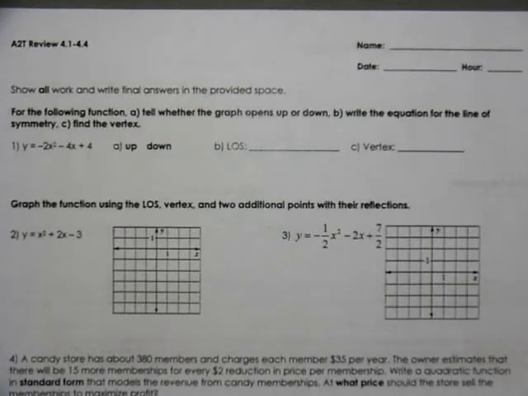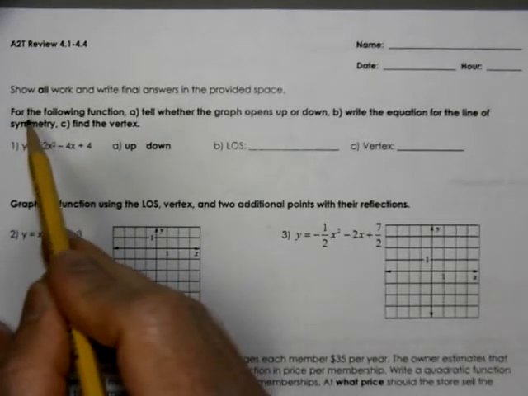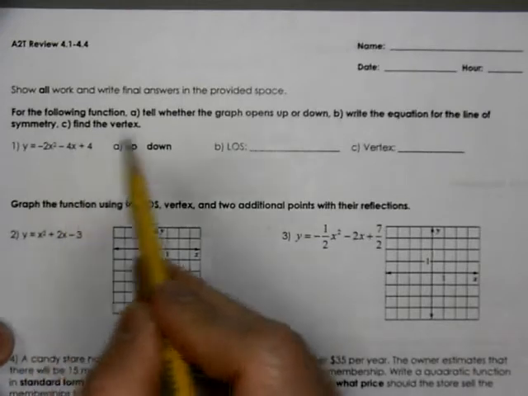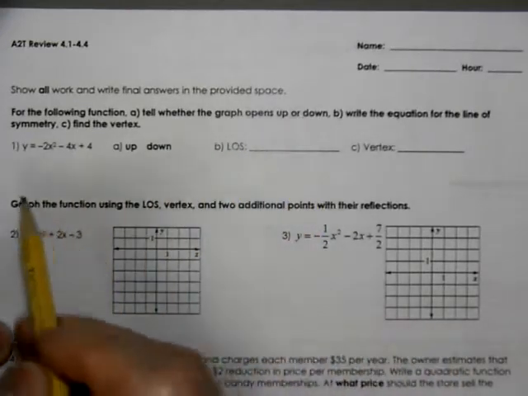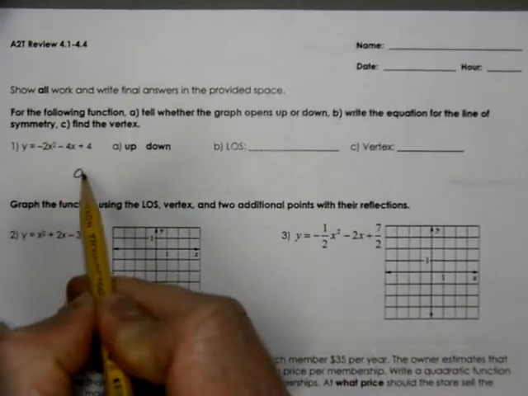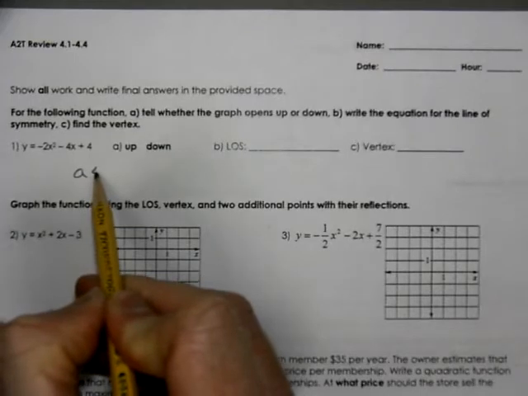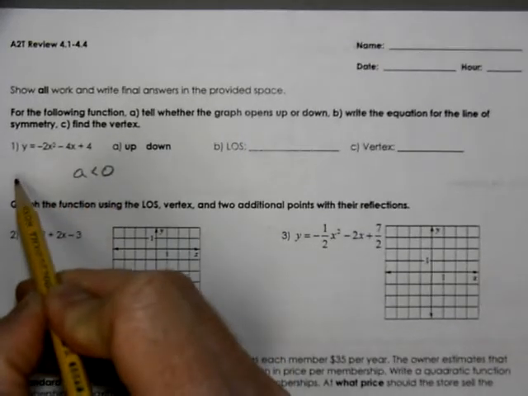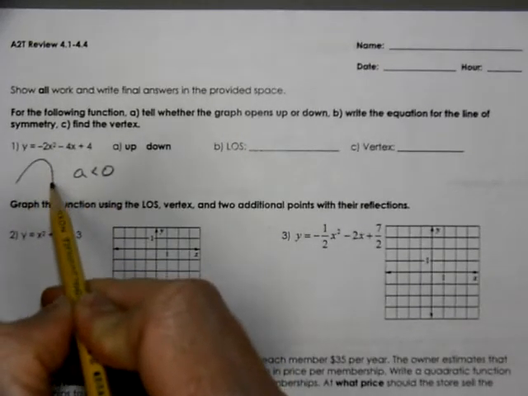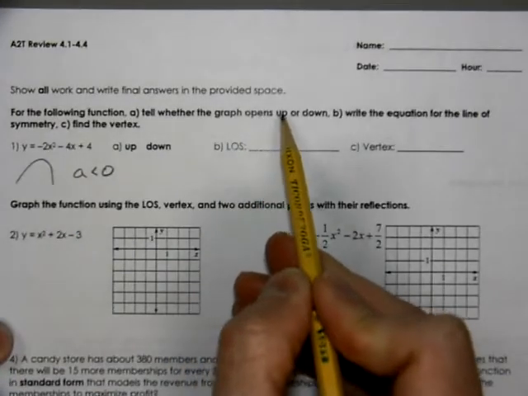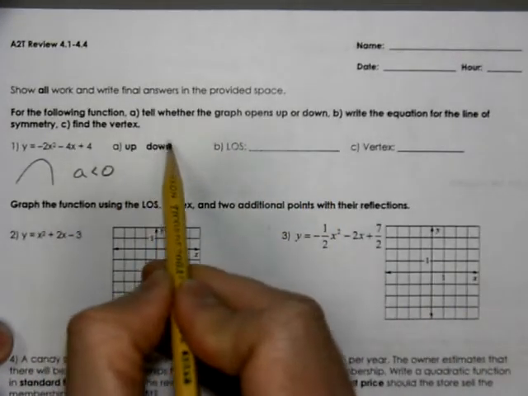This is the review worksheet for 4.1 through 4.4. We're going to look at the following function, and we're going to determine if it opens up or down. Since the a value is less than 0, we know that it's going to open downwards. This asks if it opens up or down, so it opens down.